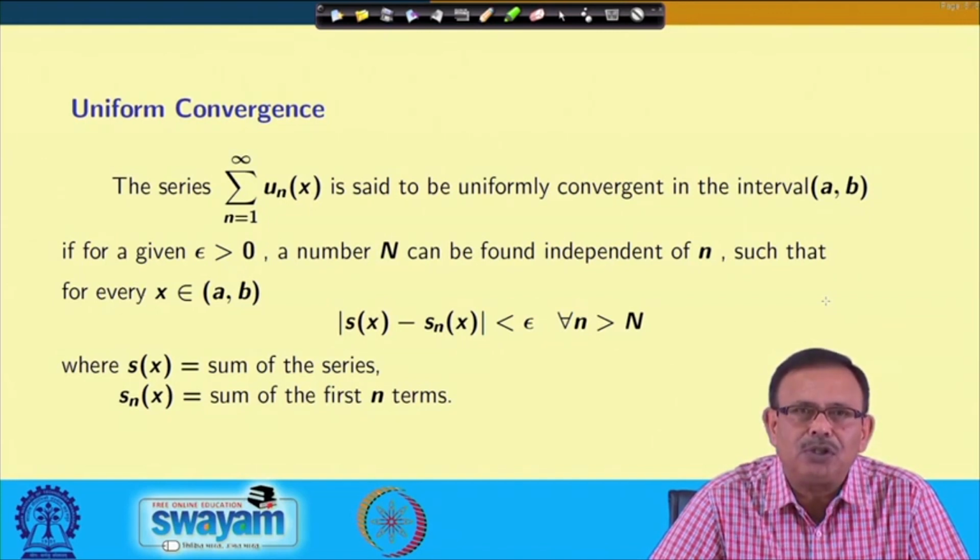So, please note this one, that s x is the sum of a series and s n x is the sum of the first n terms of the series, then if modulus of s x minus s n x is less than a very small quantity epsilon, which is greater than 0 for all n greater than capital N, then we say that the series, summation n equals 1 to infinity u n x, is uniformly convergent.